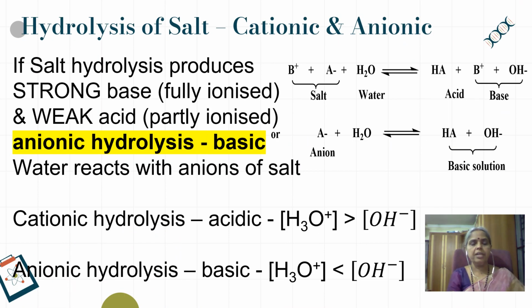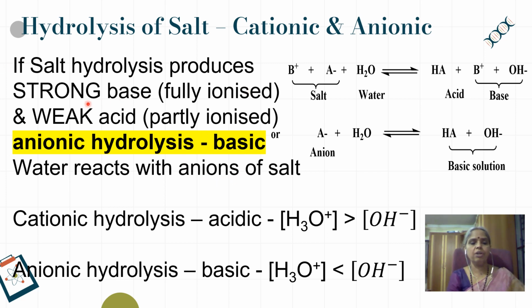Now you can see here cationic and anionic. What is anionic hydrolysis? Anionic hydrolysis means, you can see here, B plus and A minus is the salt. Our salt we thought is BA. So B plus and A minus plus water, you got the acid HA, which is weakly ionized, and the base B plus and OH minus, which is fully ionized. The A minus will react with water to form the unionized or weakly ionized HA along with the release of OH minus. So the OH minus concentration in the solution will be higher, and because of higher concentration of OH minus, the resultant solution will be basic in nature.